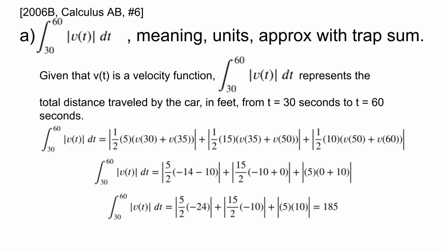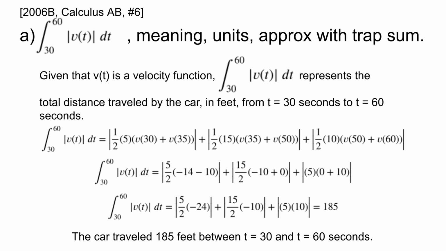That is the absolute value of 5/2 times negative 24, plus the absolute value of 15/2 times negative 10, plus the absolute value of 5 times 10. And when you add all of those absolute values together, we get 185. So the car traveled 185 feet between t equals 30 and t equals 60 seconds.